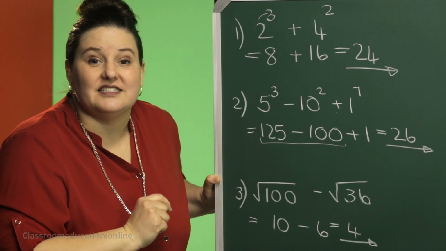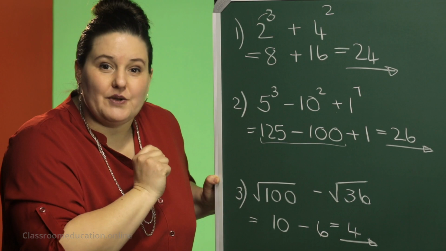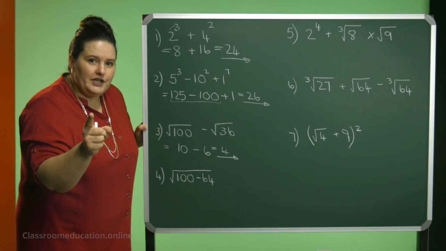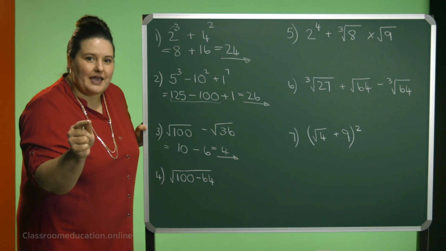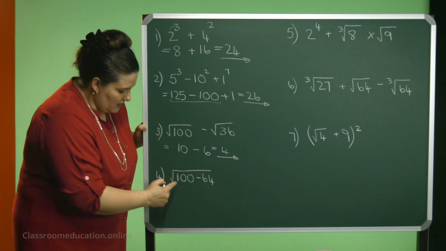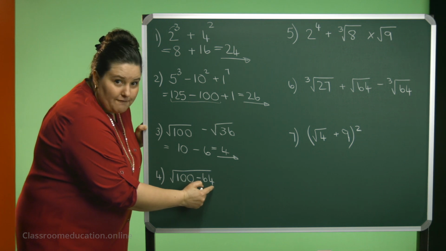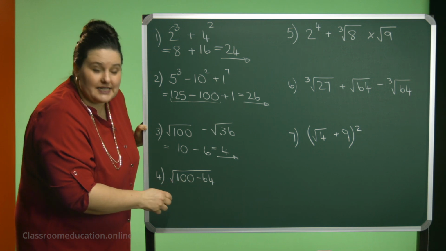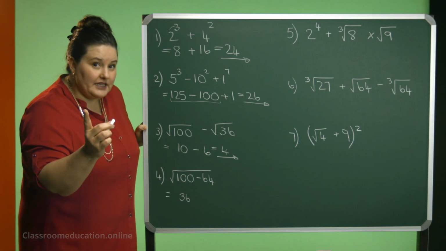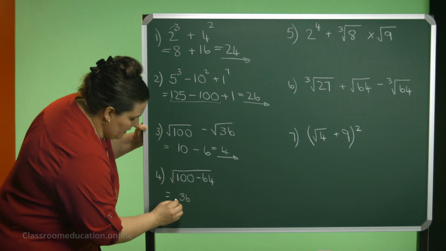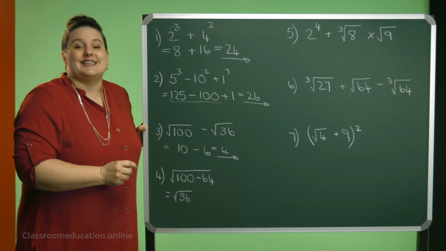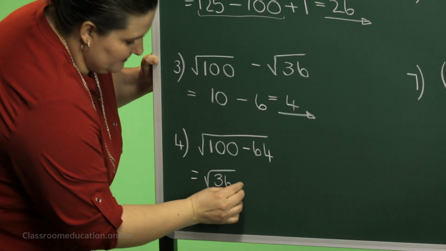Boys and girls, and this is very important. Once you have your values underneath one square root, you need to calculate or determine them first before you do the square root. So 100 minus 64 is 36. So I will have 36. I still need to have my square root. Square root of 36. And the square root of 36 is 6.